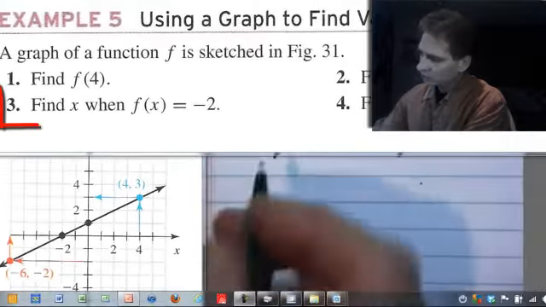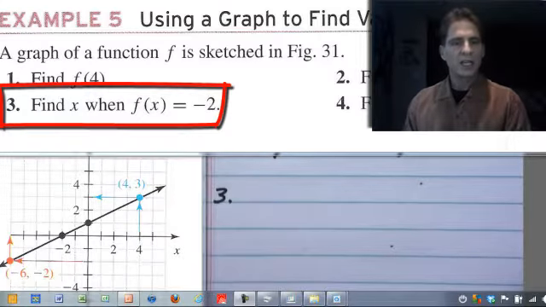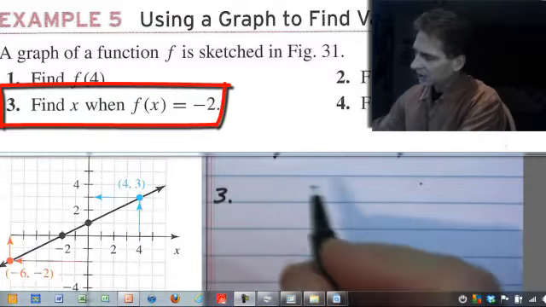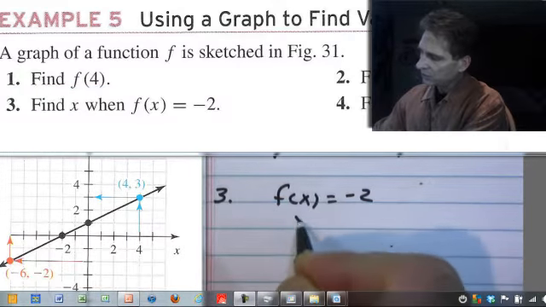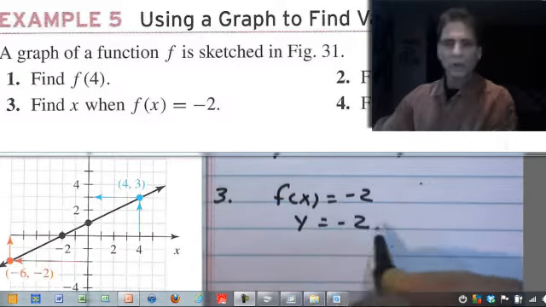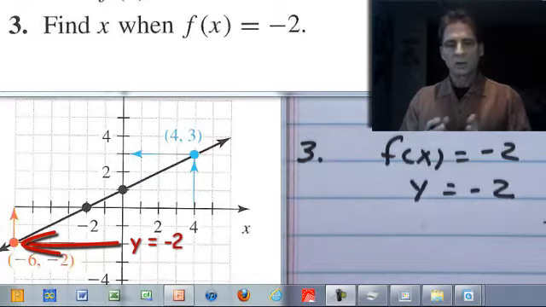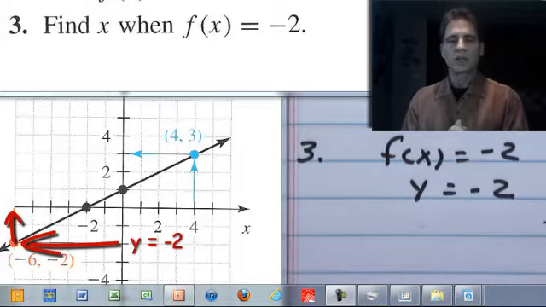again, the first thing to do is to find out what they're actually asking us. Since they're saying find x, that's what we're trying to find when y equals -2. So again, f sub x equals -2 has the same meaning as y equals -2. And you can see when you go down 2, you go to the graph from there, and you can find out what the x value has to be, which is -6.